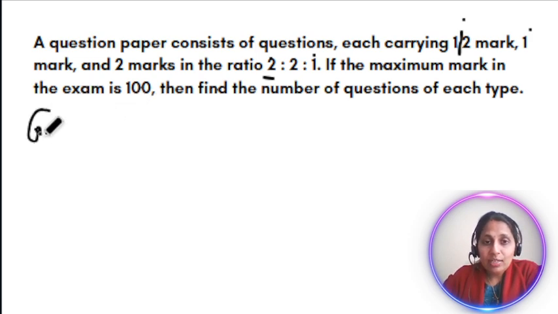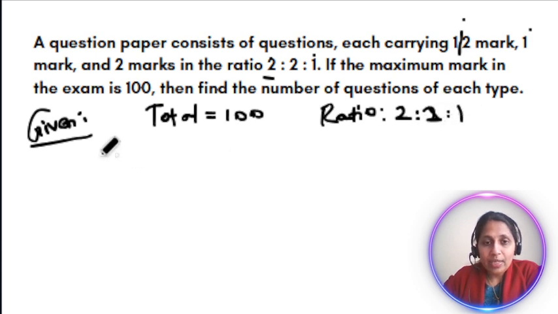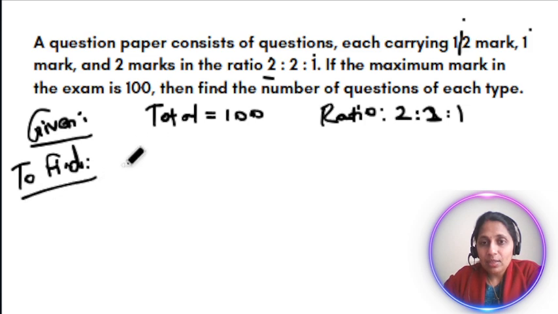So for all the word problems, try to write the given data in this format. The given data is total mark is 100 and the ratio is 2:2:1. And what we need to find? We need to find the number of questions in each. Okay. The number of questions.